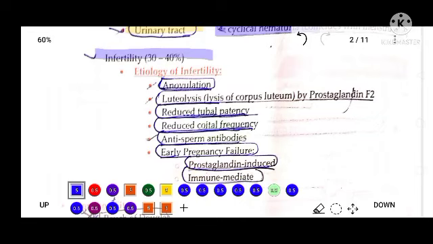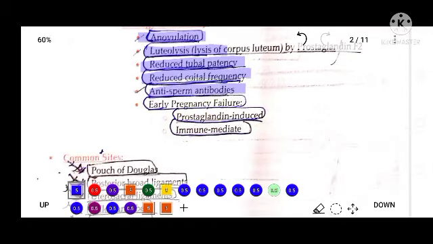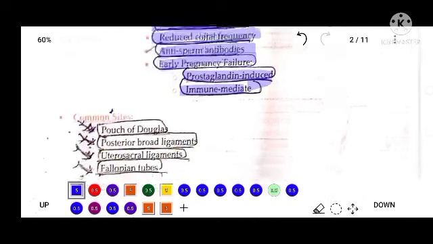The etiology of infertility includes anovulation, luteolysis, reduced tubal patency, reduced coital frequency due to pain, and anti-sperm antibodies, with early pregnancy failure because of prostaglandin induced or immune mediated failure of pregnancy. So these are signs and symptoms for endometriosis.